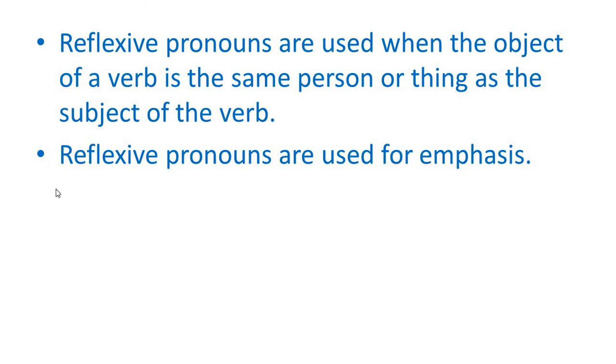Now, those exercises were all about reflexive pronouns. So what are reflexive pronouns? They are used when the object of a verb is the same person or thing as the subject of the verb. In yesterday's class, I showed you the picture, subject and object. Do you remember, no? Yes. When the object of a verb is the same person or thing, it may be thing also, as the subject of the verb, okay, then it is a reflexive pronoun.